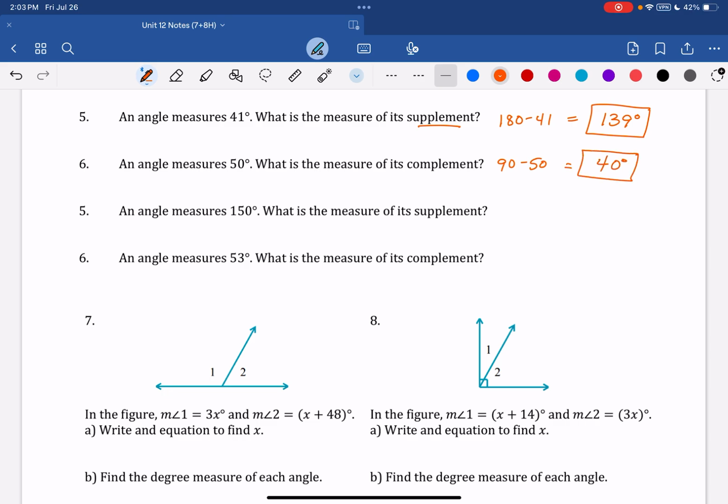An angle measures 150 degrees. The measure of its supplement would be 30 degrees. An angle measures 53 degrees. What's the measure of its complement? Complement's 90. So that would be 37 degrees.